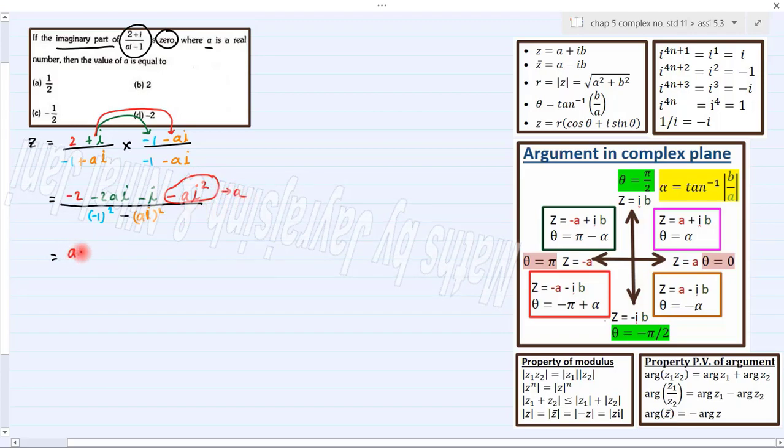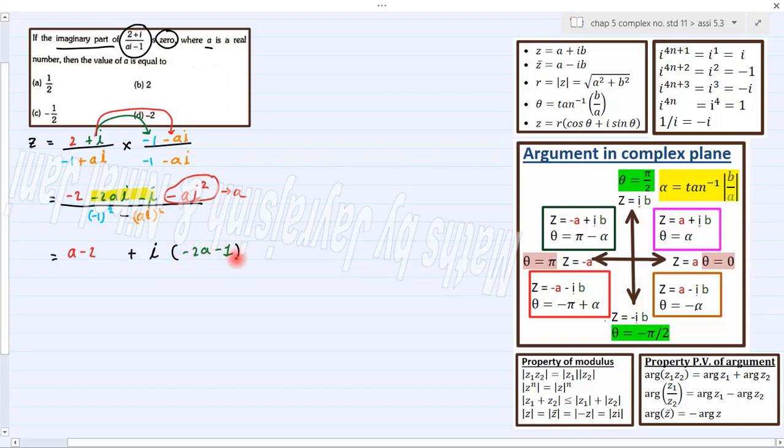So we will get a - 2 as the real part. And this -2ai and -i is our imaginary part. So let's take i common. We will get -2a - 1, and in the denominator we have 1 + a squared. So let's give an individual denominator of 1 + a squared.